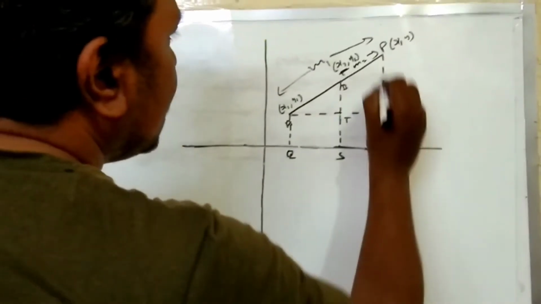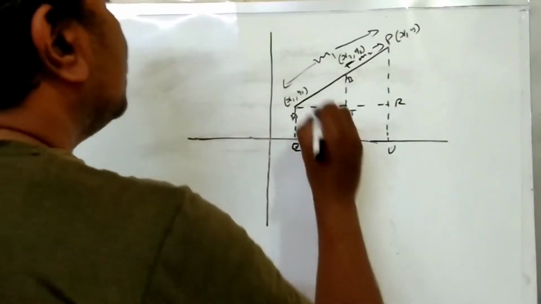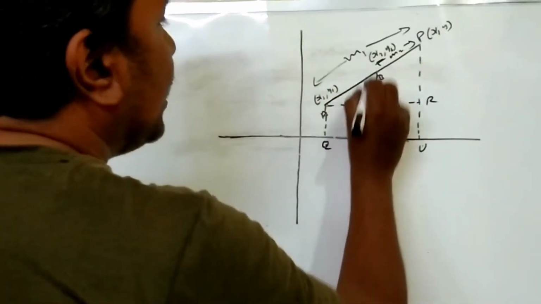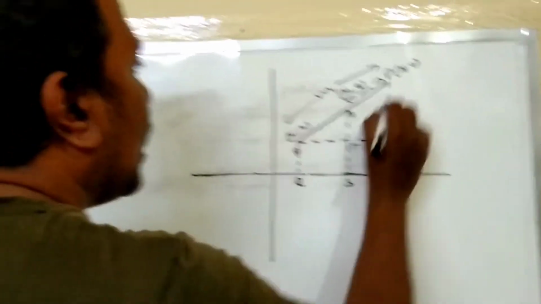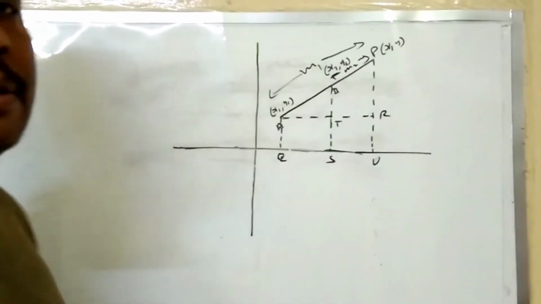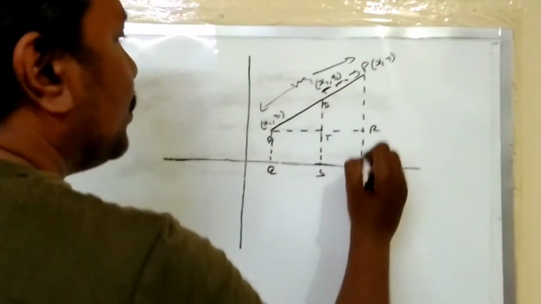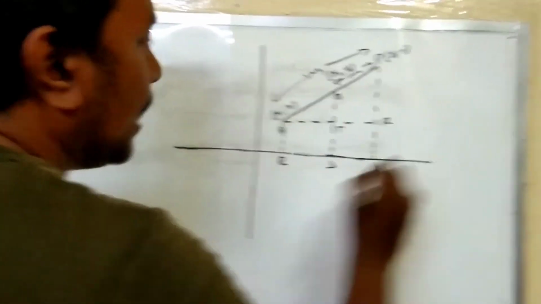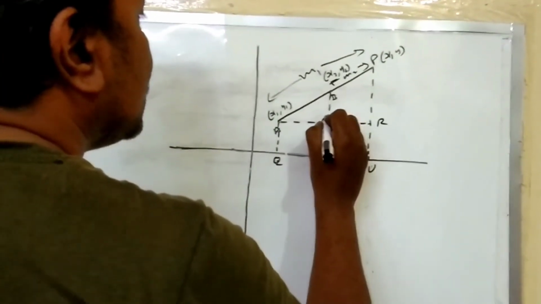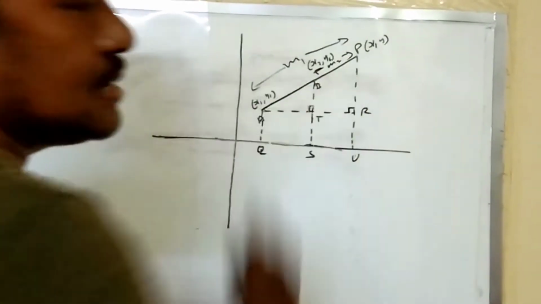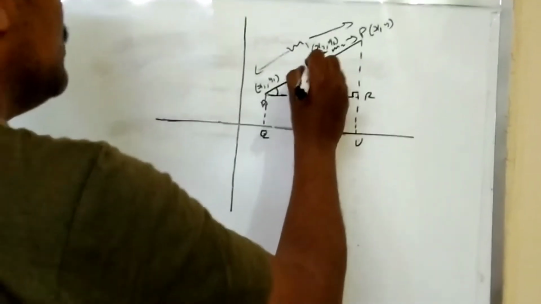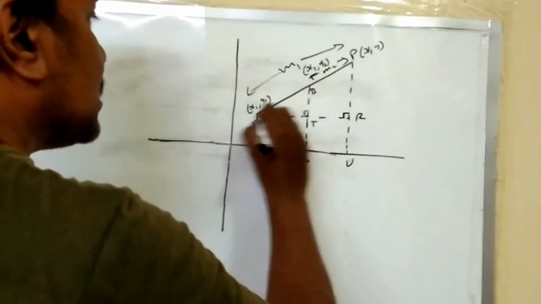Now you can see the triangles ARP and ATB. This triangle ATB is similar to ARP. These two are similar triangles. How? These two lines are parallel to each other because they are perpendicular to the same line. So this angle is 90 degrees and this angle is 90 degrees. And this is a common angle for both the triangles. For this triangle, this is an angle, and for this triangle, this is an angle.